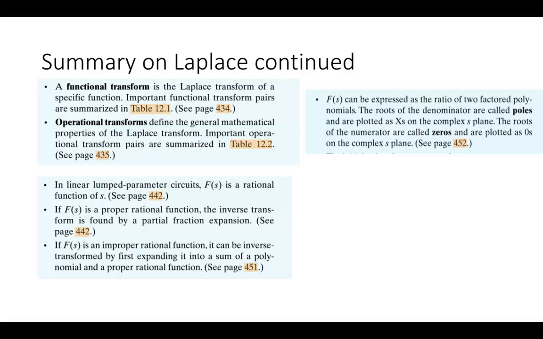Those are plotted as 0 on a complex plane, and you can see an example of this on page 452. So F of s then is your function in the Laplace domain. The poles are the roots of the denominator, and the zeros are the roots of the numerator. The poles can be used to determine how the function behaves in the time domain. We'll talk about this a little more at length when we go over some examples and look at some actual functions.